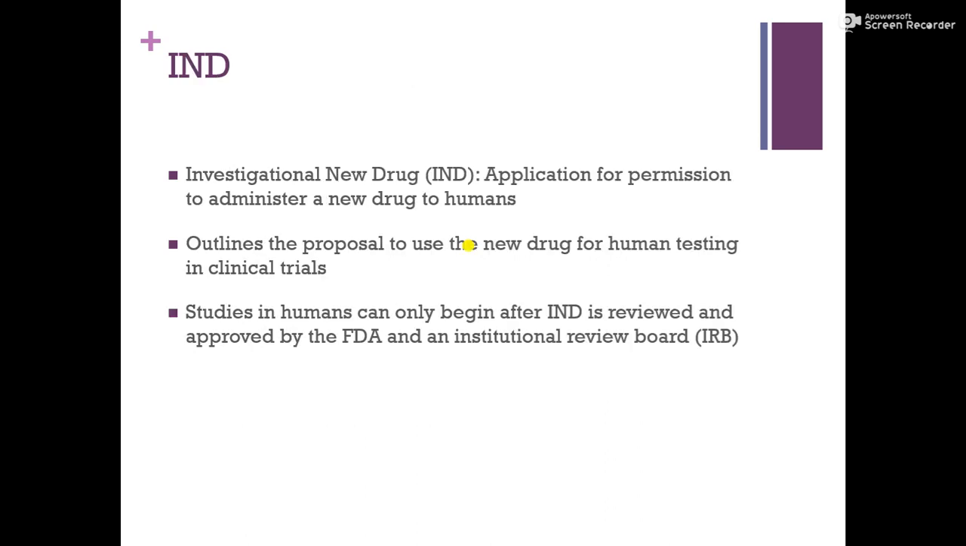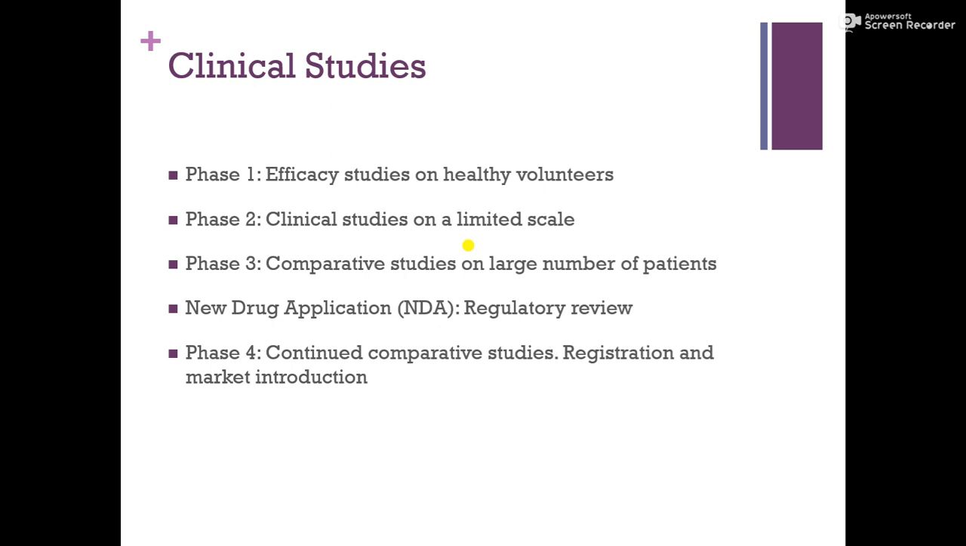One is IND, which is called investigational new drug. Investigational new drug means the application to administer a new drug to humans. It outlines the proposal for human testing and clinical trials of the new drug. Studies in humans can only begin after the IND is reviewed and approved by the Food and Drug Administration and an institutional review board, IRB. In clinical studies, there are different phases involved.